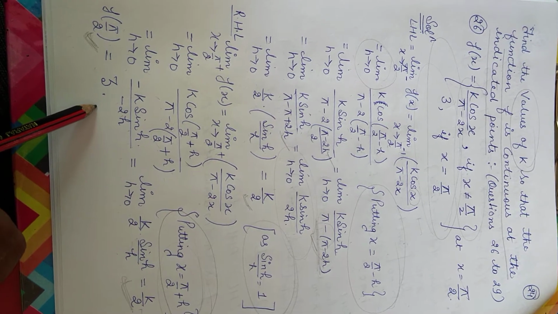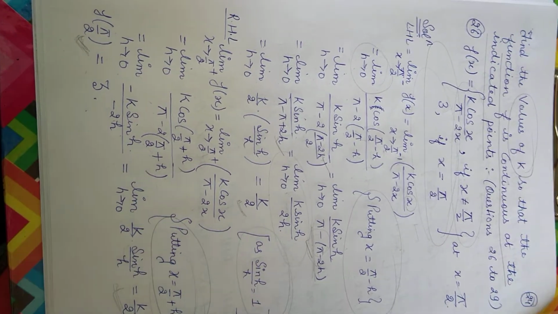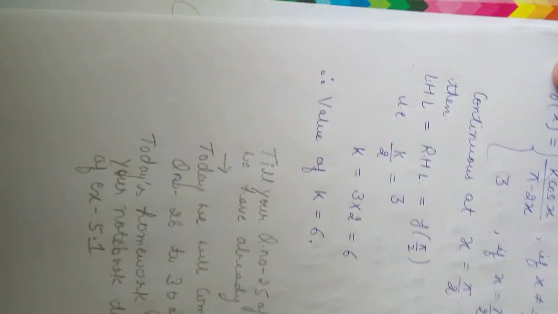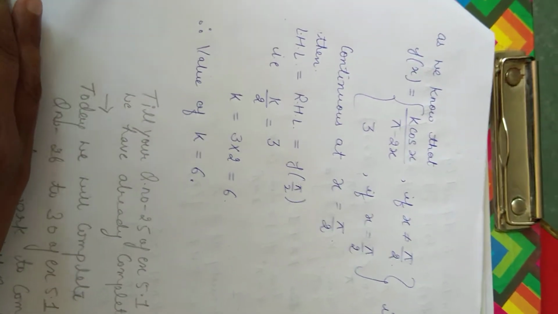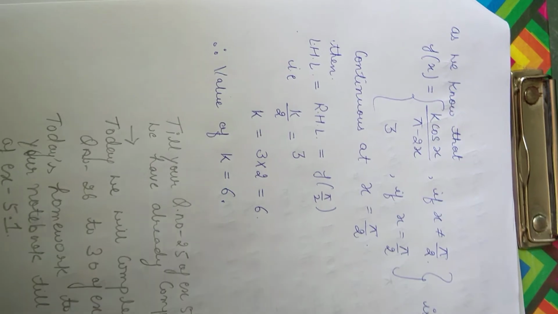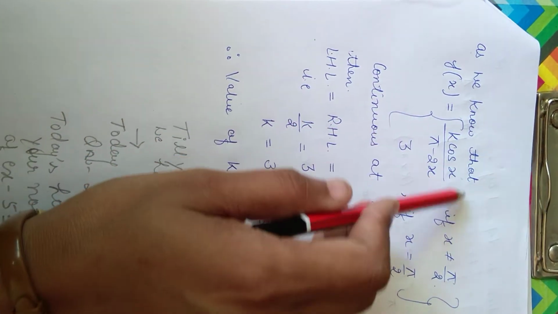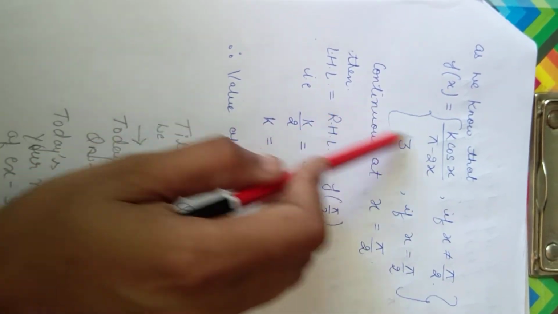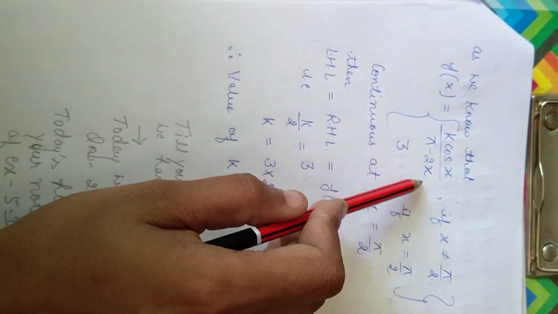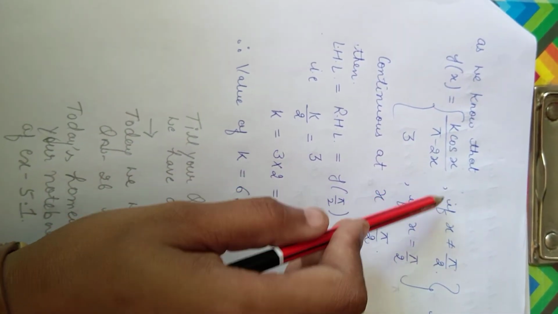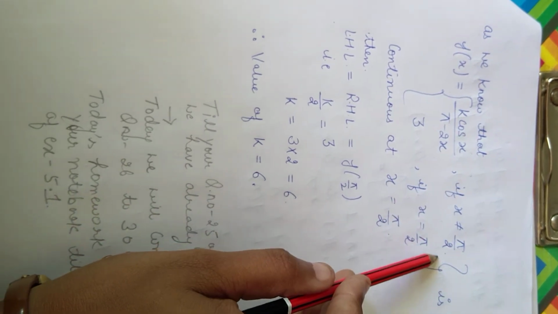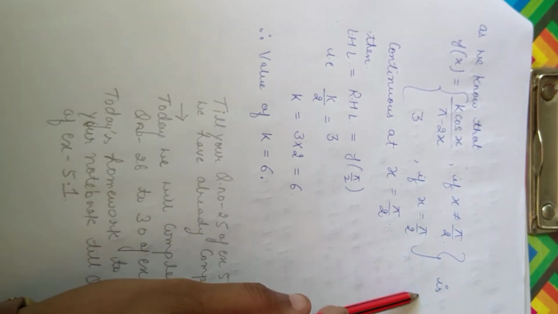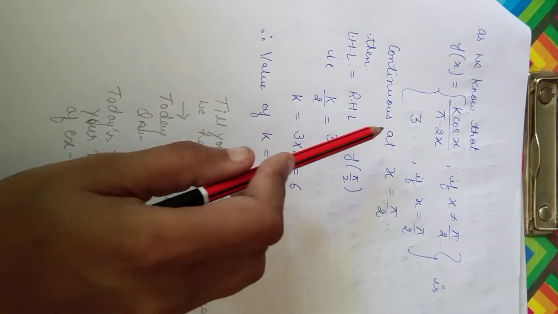Clear my dear students? Now let's move to the further steps of this question, and the further steps of this question are बच्चे, as we know that f(x) is equal to k cos x upon pi minus 2x if x is not equal to pi by 2, and 3 if x is equal to pi by 2, is a continuous function at pi by 2.